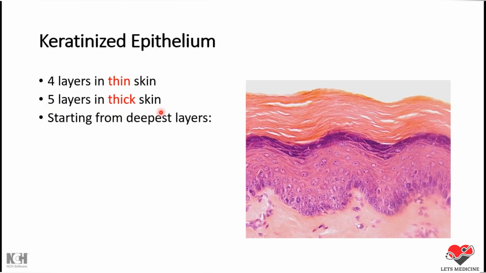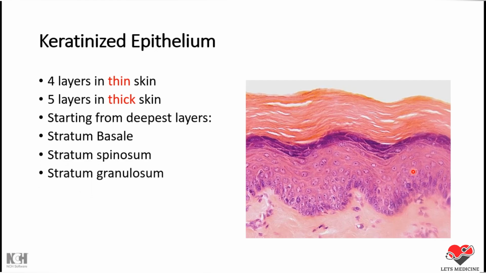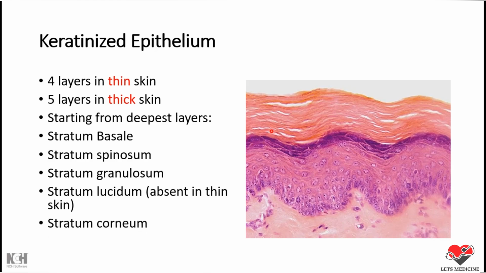So specific names are given to these layers of keratinized epithelium. If we start from the basal layer, first of all we have the stratum basale. As I told you before, mostly the cells in stratum basale will be columnar or cuboidal in shape. Then above that we have a layer of stratum spinosum, then stratum granulosum, and then we have the stratum lucidum. You must remember the important point that the stratum lucidum is absent in case of thin skin. And then the topmost layer is that of stratum corneum.